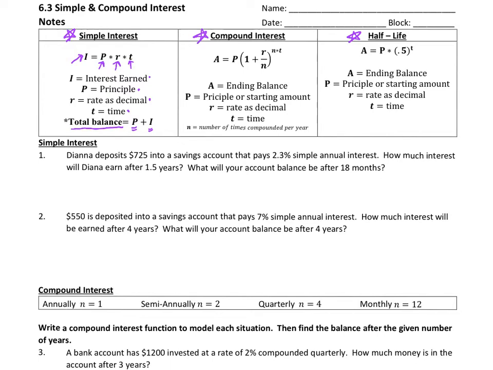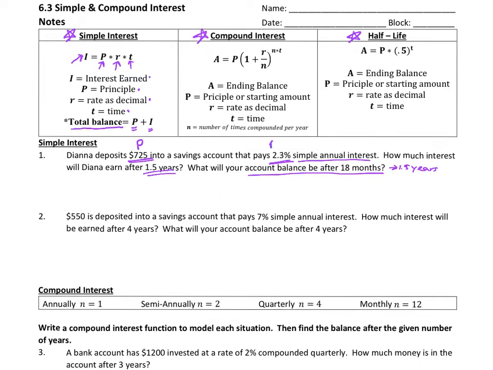So it says Diana deposits $725 into a savings account that earns 2.3% simple interest. How much interest will she have after 1.5 years? And then what will be the account balance after 18 months, which is the same as 1.5 years. So the first thing, let's identify the different parts. So the starting amount is the principal. That's the starting amount that you are putting into the bank account.